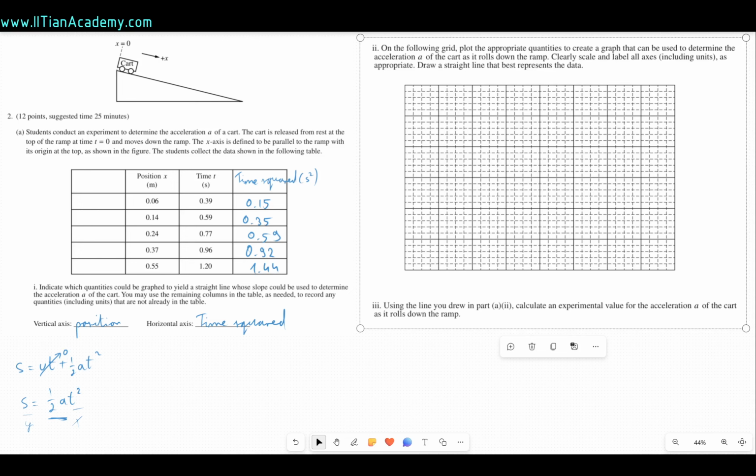In part 2, we need to, on the following grid, plot the appropriate quantities to create a graph to determine the acceleration a of the cart. So we really just need to plot these values. So on the x-axis we have time squared, in seconds squared. On the vertical axis we have position, which is in meters. And then we can see, well, the position will go from approximately 0 to 0.6. So we can make each major break a 0.1 scale. Like this, everything will fit.